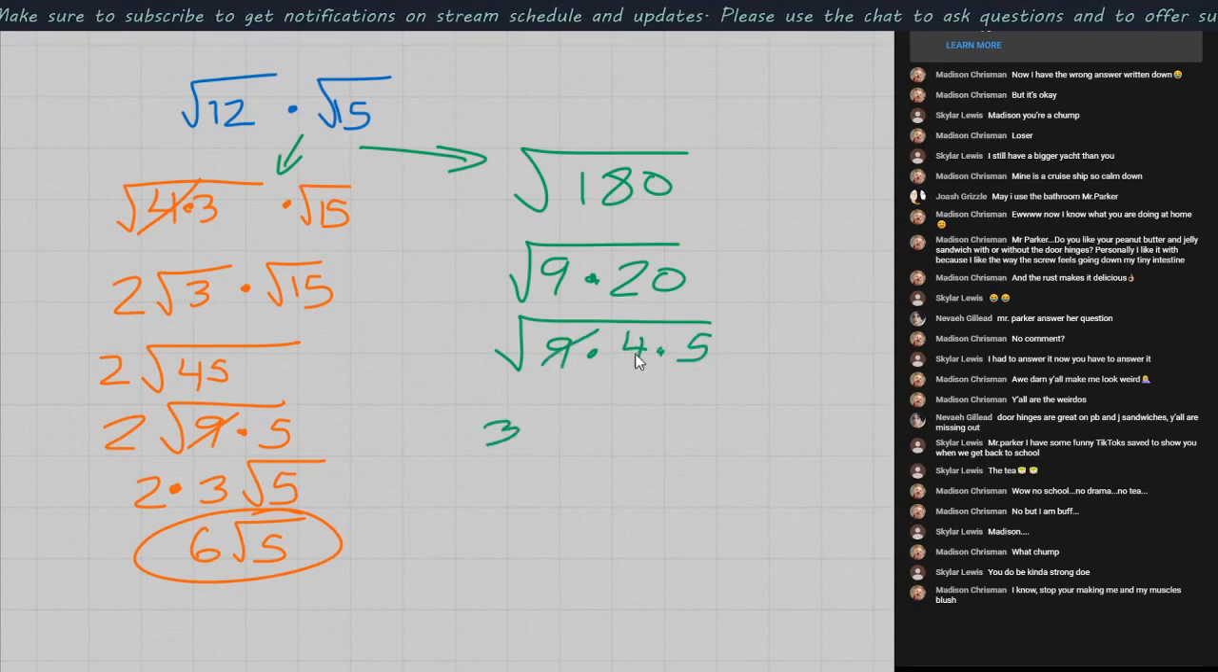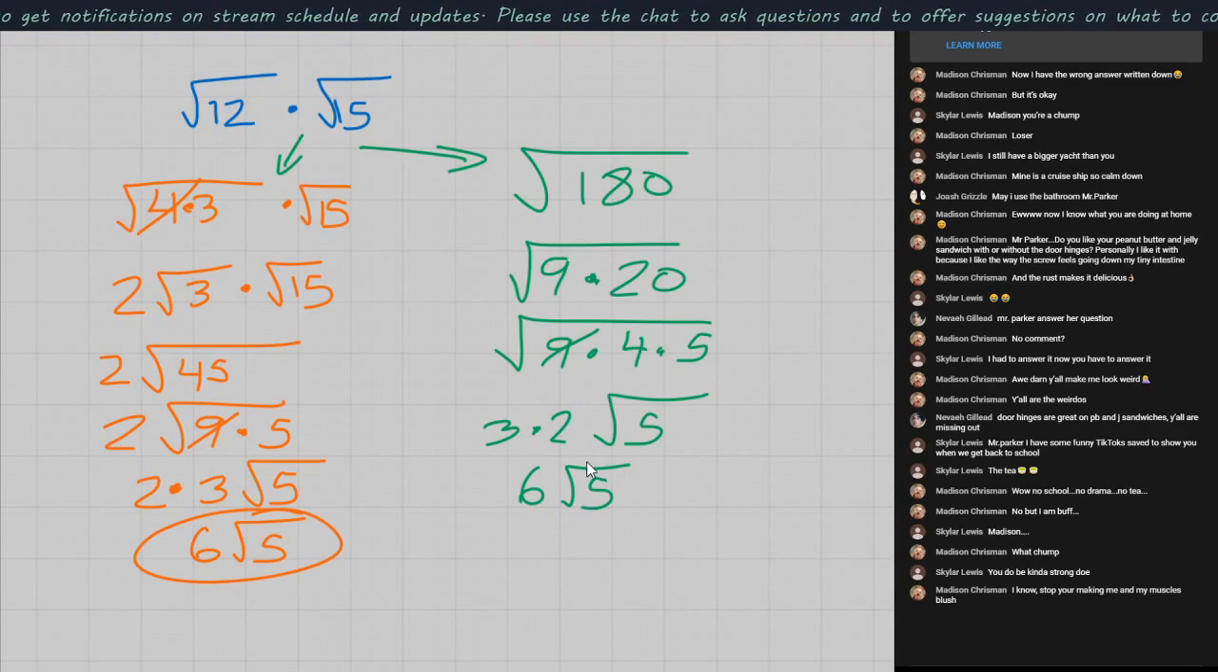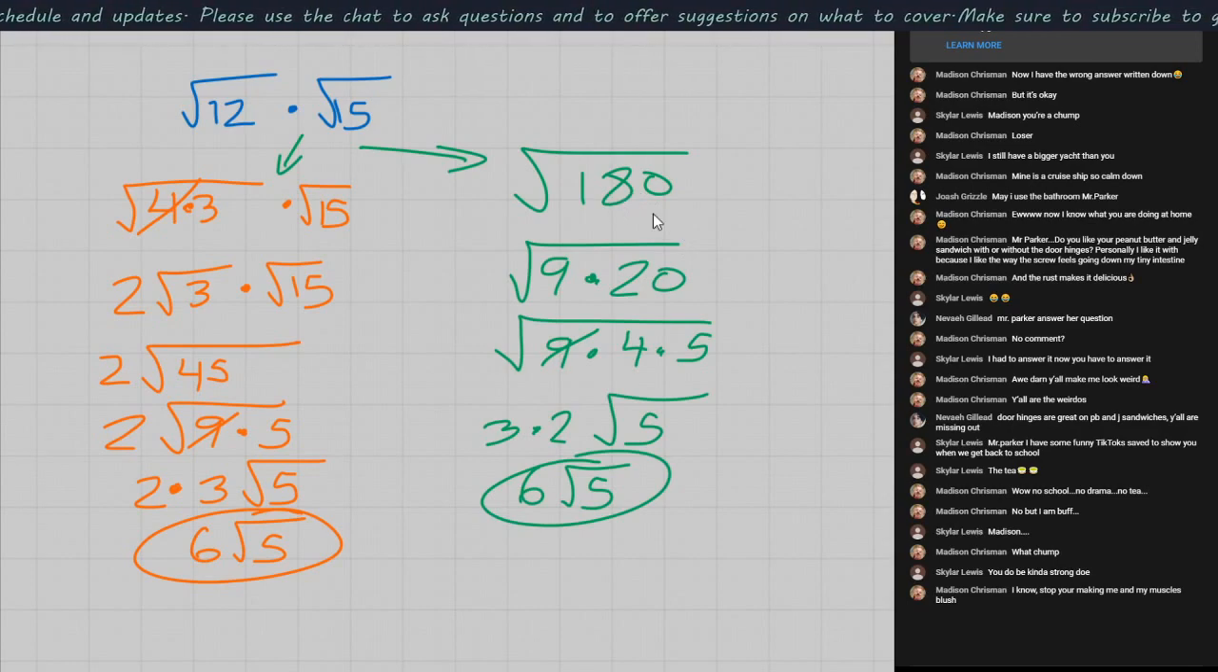Square root of 9 is 3, square root of 4 is 2, 3 times 2 is 6, so you still get the same answer. Now, if you didn't want to factor this twice, you could have also factored out 36 from 180, just like we had seen earlier. So either of those options are fine. You just pick which one is best for you. That's 2 ways you could have done that.